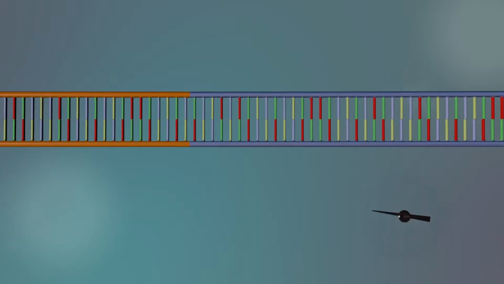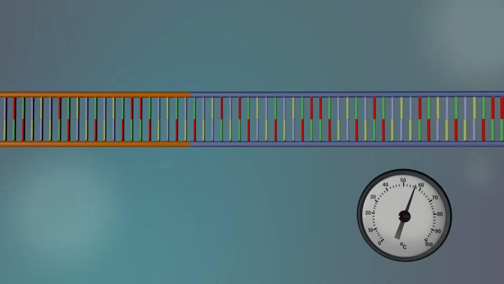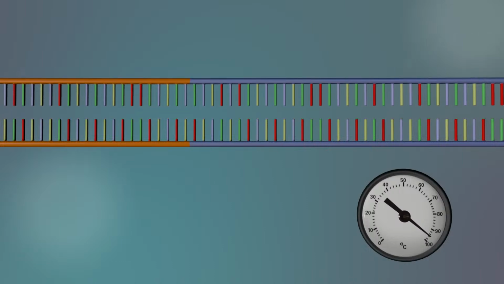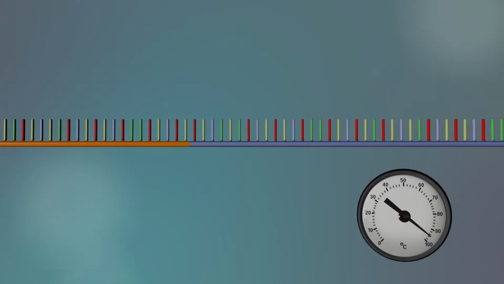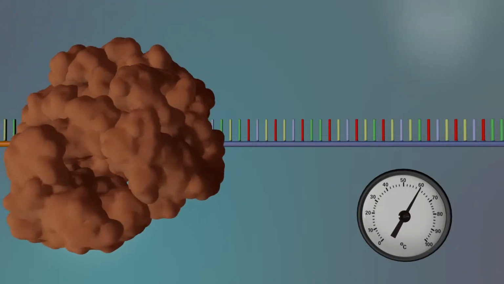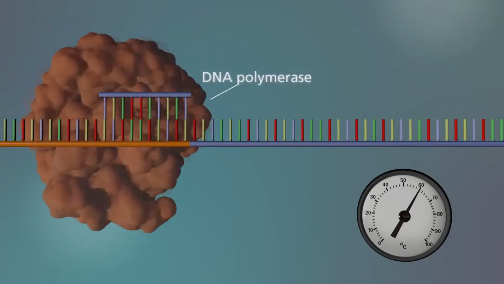To start the sequencing reaction, everything is heated to 96 degrees Celsius. This separates the DNA into single strands. The temperature is then lowered to 50 degrees. This enables the DNA primers to bind to the plasmid DNA. The temperature is then increased to 60 degrees, and the enzyme DNA polymerase binds to the primer DNA.